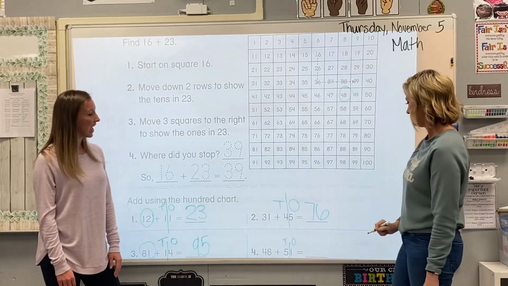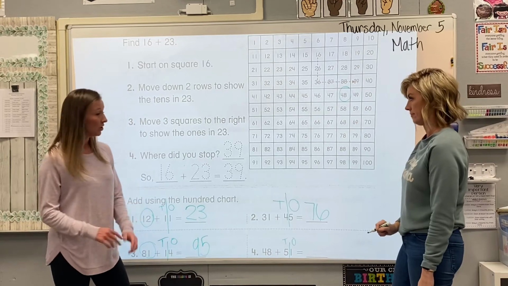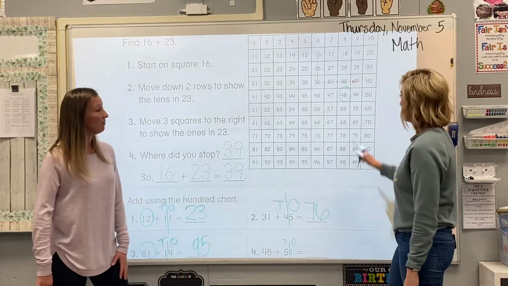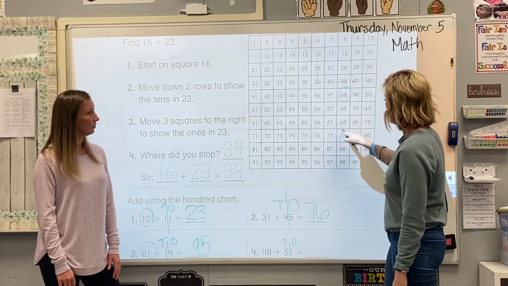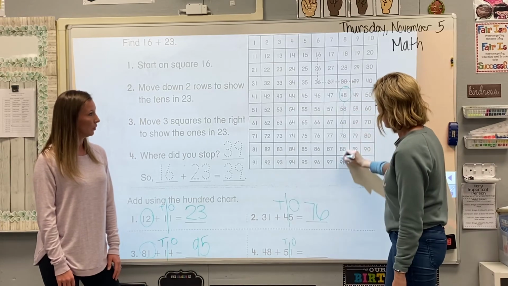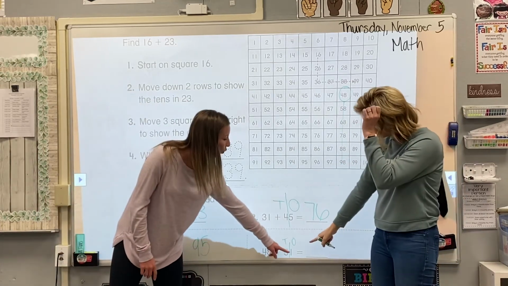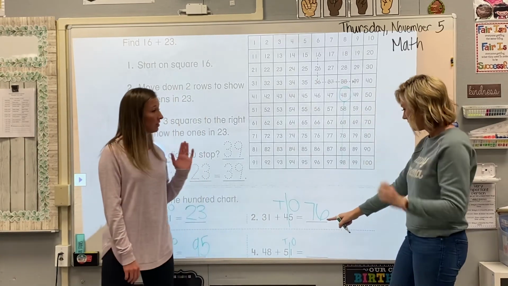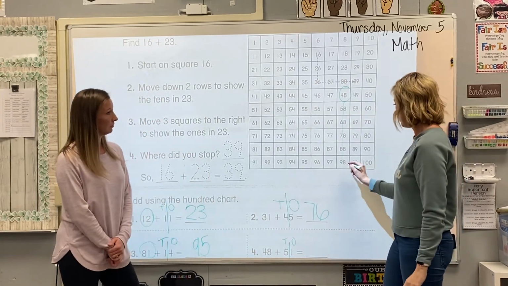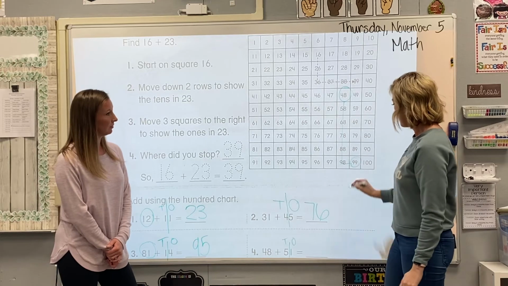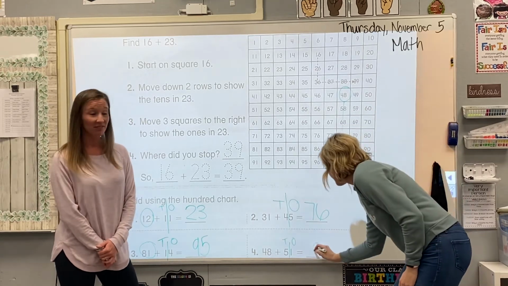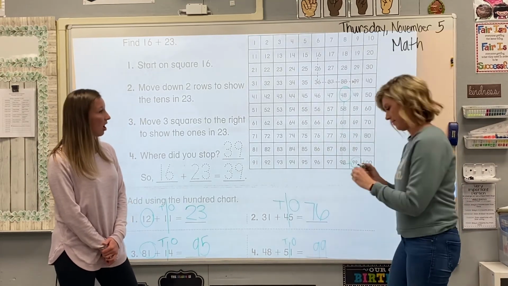And now we're going to add our 10s. We have 5 10s to add. So we're going to go down 5. 1, 2, 3, 4, 5, all the way to the bottom. Wow. Whoa, that's going to be a big number. Yep. And then we only have 1 in our ones place. And that tells me how many to go to the right. So I'm going to move 1 to the right. And my answer is 99. There you go. 99.